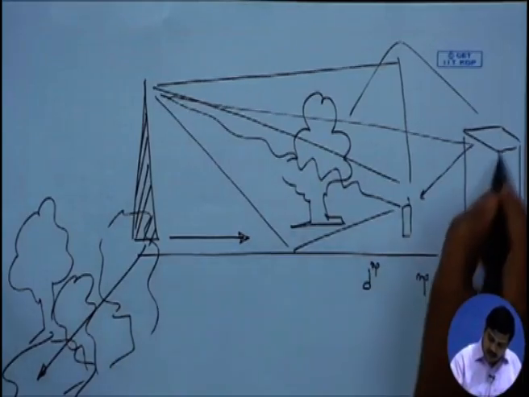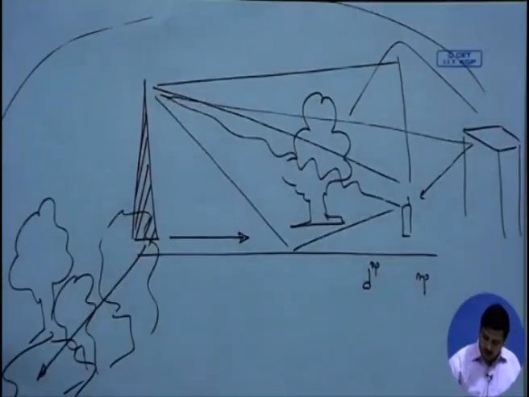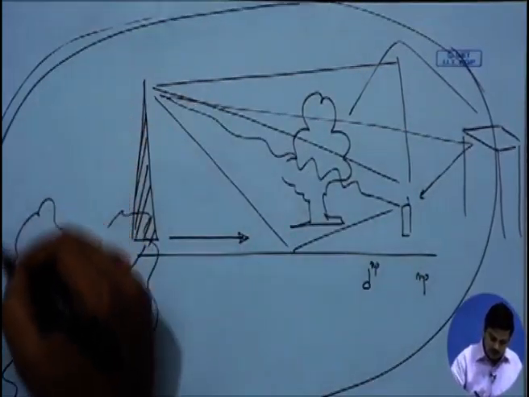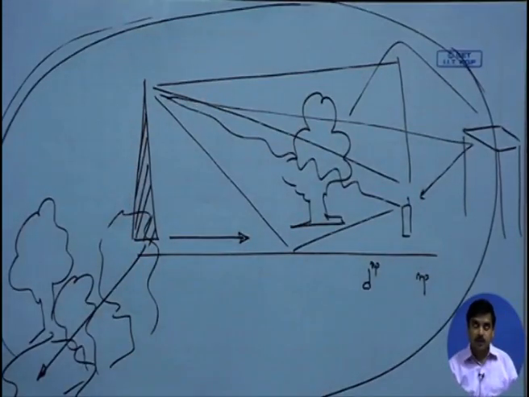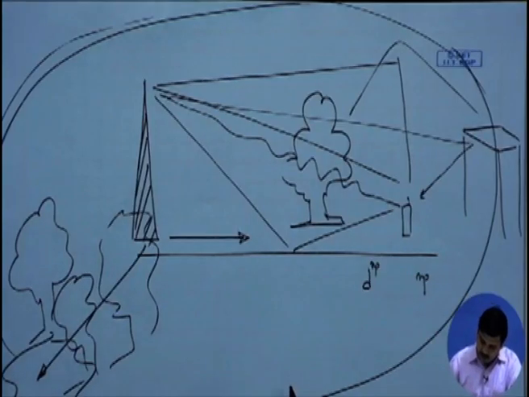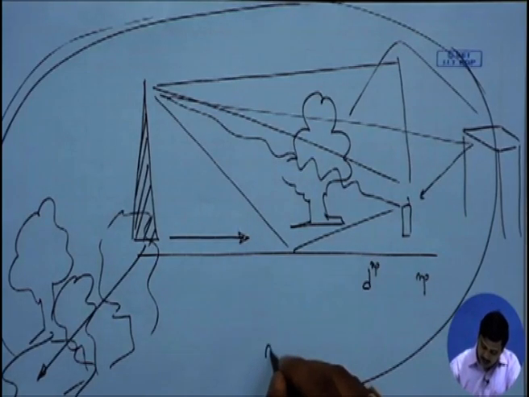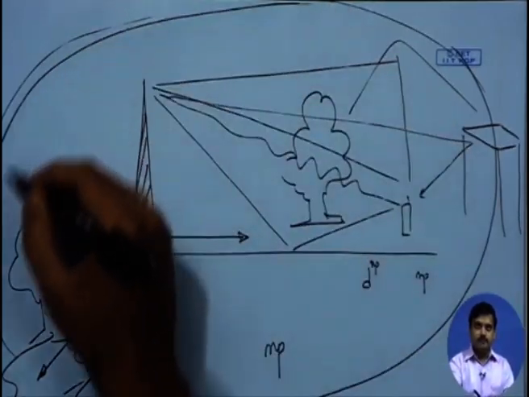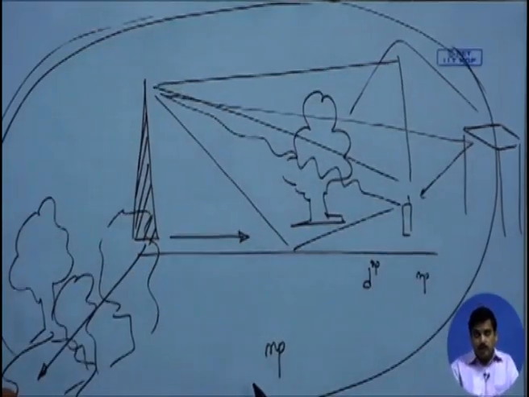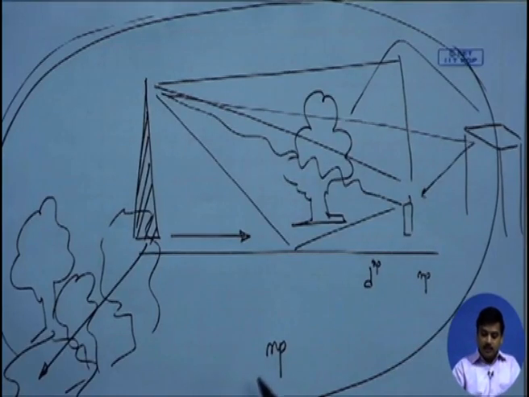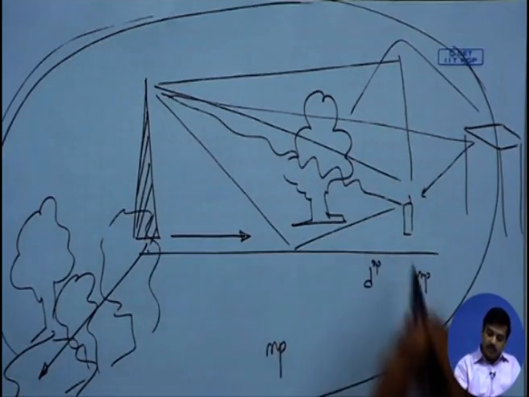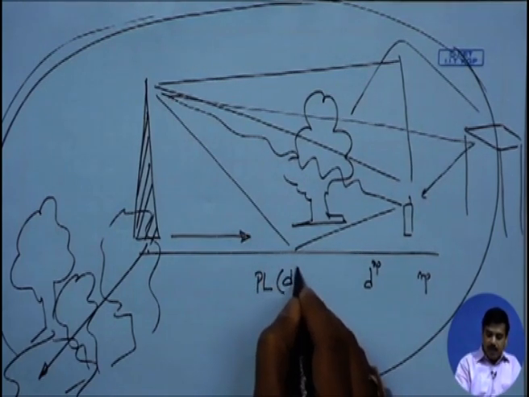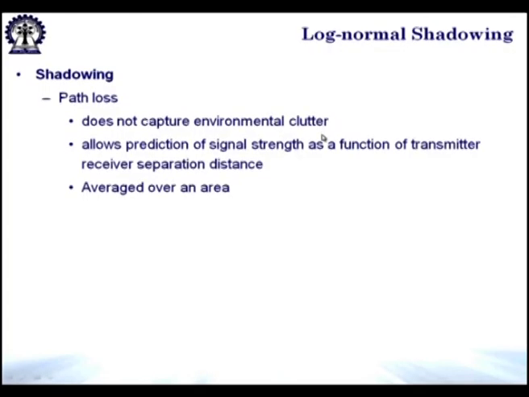So, in this big area, if we are trying to capture the propagation effects or the model, what we would like is to use a single value of n in this whole area. This is very, very important. And the received signal strength as a function of the separation between transmitter and receiver, as you are seeing, is given as PL of d or PL of R.